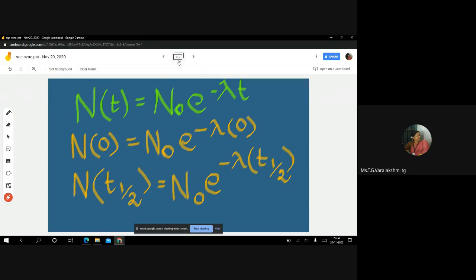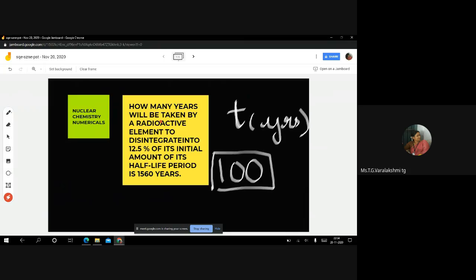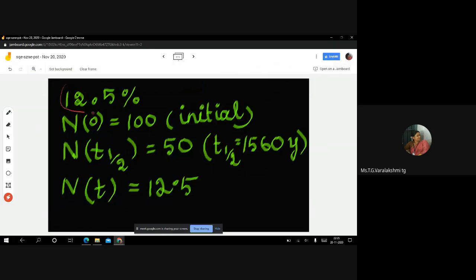In the question they have given how many years it will take, right? That I should find, this t, correct? So we can have it like this. In the question we have been given 12.5 percentage. At what time does it disintegrate? At what time does this much amount disintegrate?